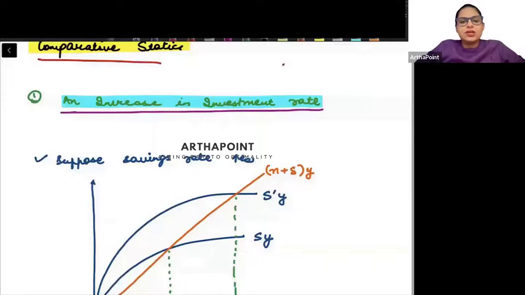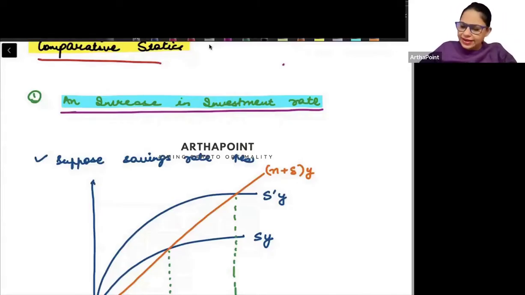Good afternoon, everyone. So today we are going to talk about comparative statics. We have already seen what the Solow model is, and how to find the steady state in the Solow model. But today I want to take one step ahead and talk about what happens when there is an increase in the investment in the economy.